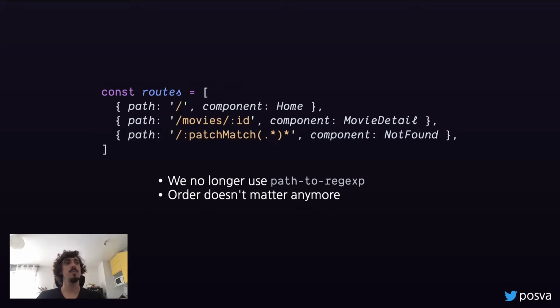So we could put the path match at the beginning, or you could put movie slash clone ID before a movie slash new, like a static section, so this segment of the URL, and it will still work. Now the order doesn't matter anymore. The router is smarter about it. We still have the strict and sensitive options that we used to have with path regex. I'm just not gonna go into the details of that.